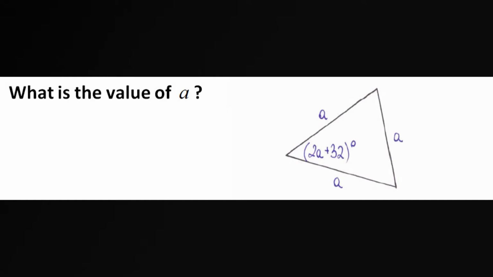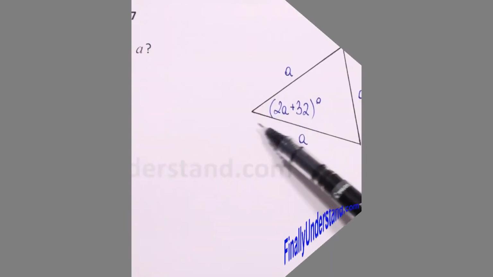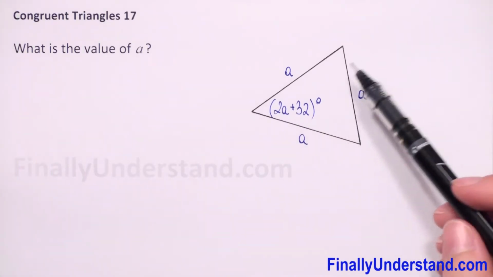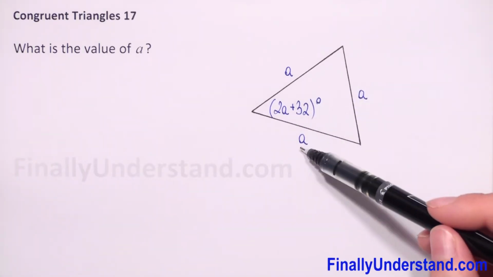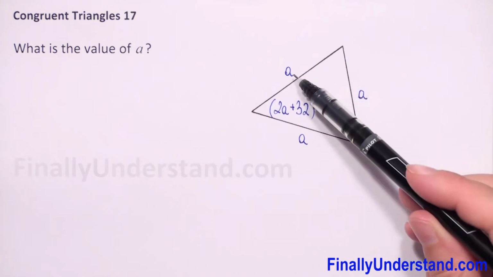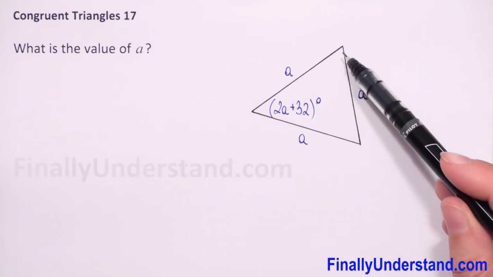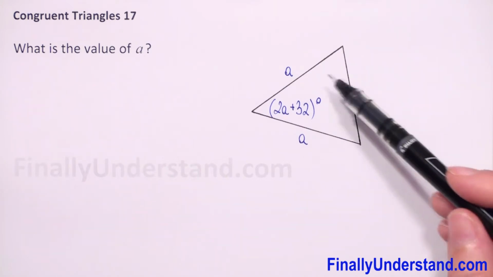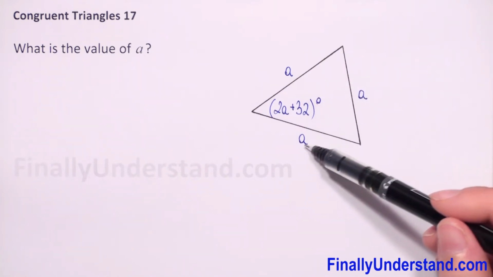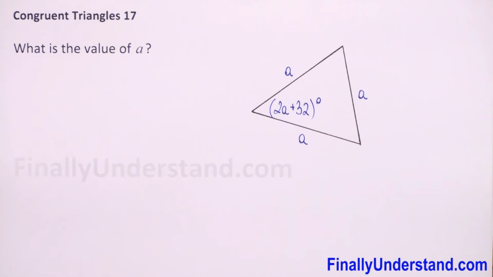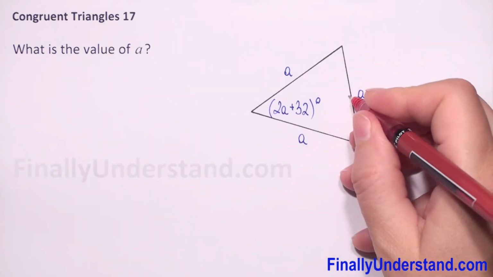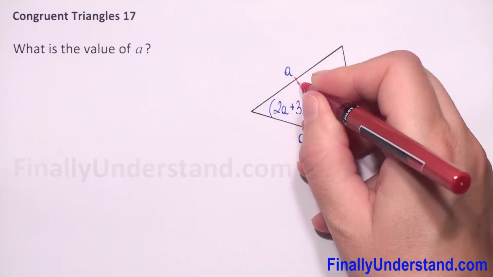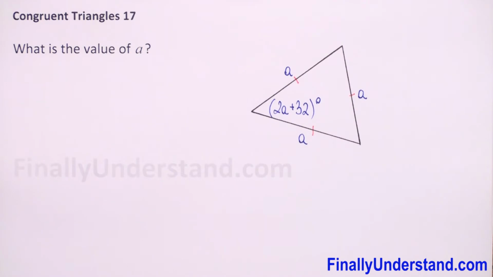We have to find value of a. We have given here triangle, and the sides of this triangle is a. So it means that we have here equilateral triangle, 3 congruent sides we have. These sides are congruent. What else?